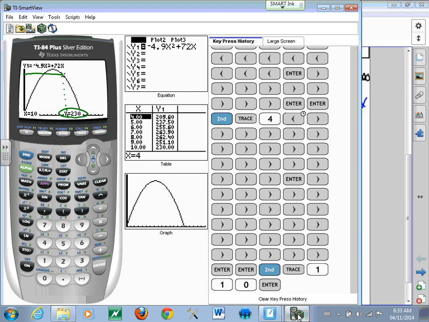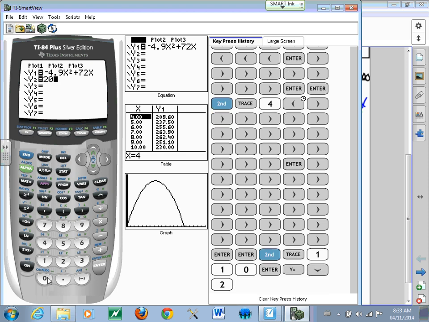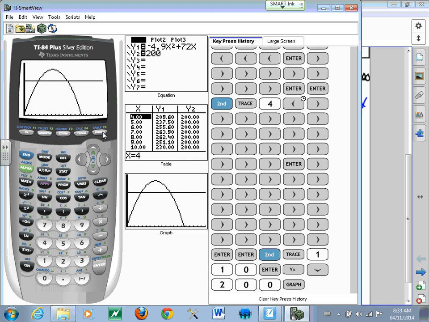All right, let's do it. Okay, so I'm going to go to y equals. I'm going to clear my other stuff here first. Arrow down to y2 and just type in 200 and graph it to show that you've got that line there. And then we want to find these points of intersection. So let's find this red one first.